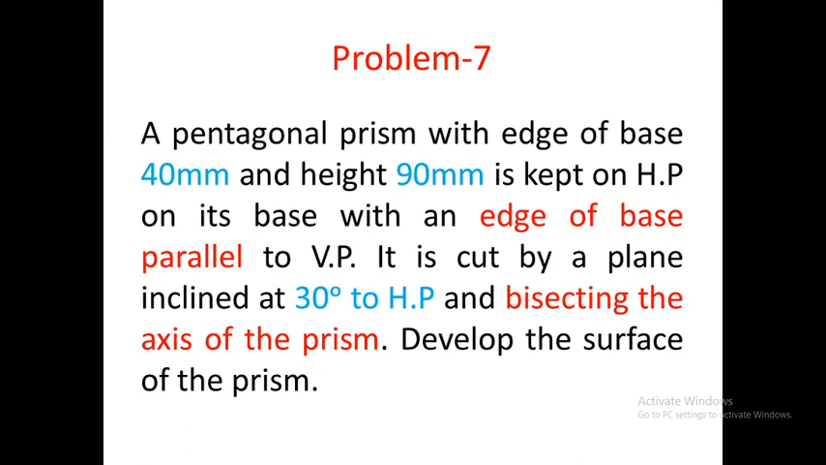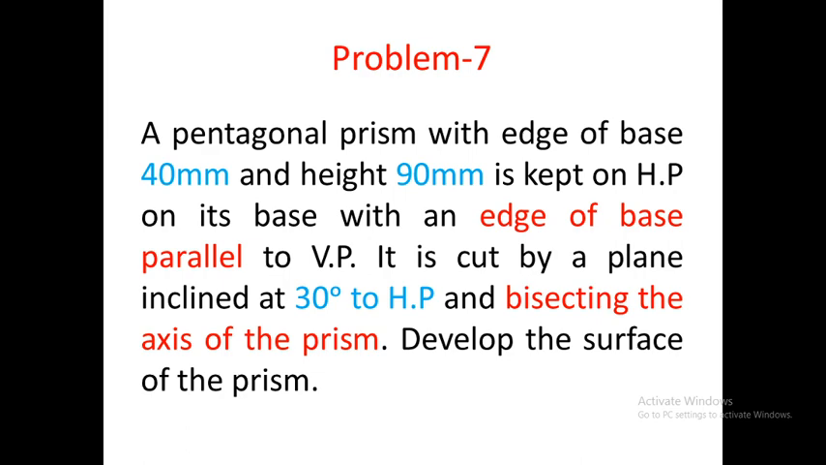on its base. Since it is given that the prism is kept on HP on its base, it means the prism is a vertical prism with height 90 mm and side of base 40 mm, and edge of the base is parallel to VP. So it is given that the prism is resting in such a way that one of the edges of its base is parallel to VP.